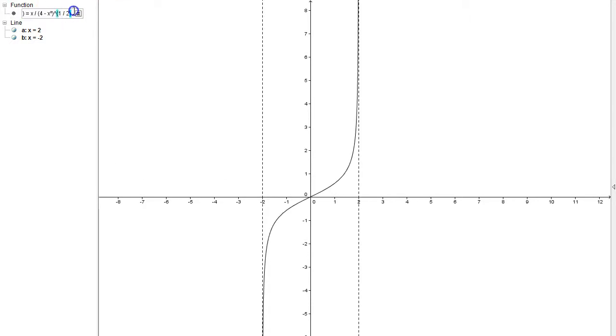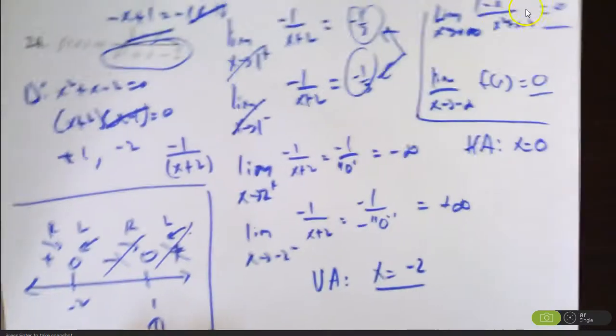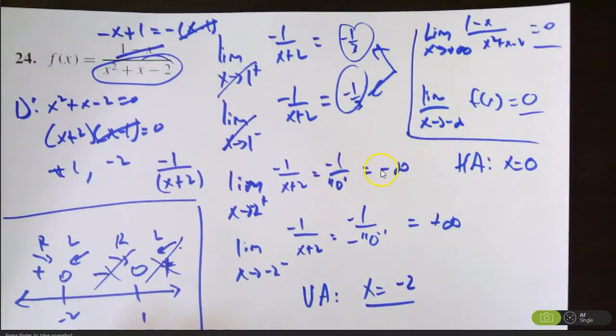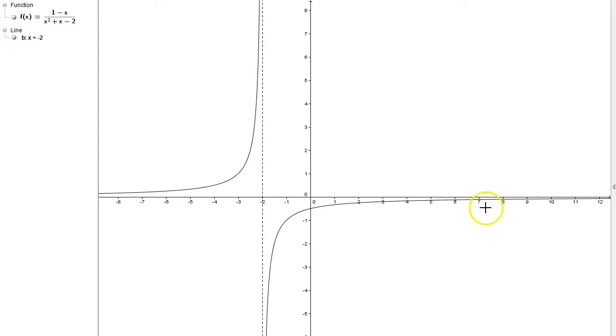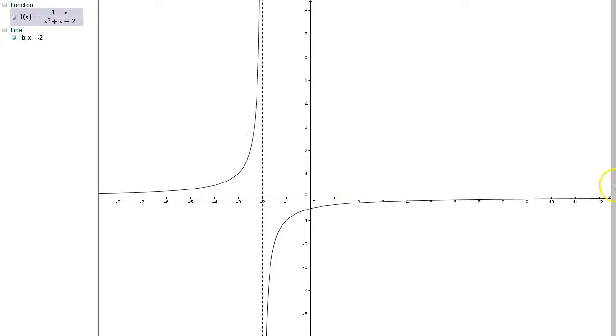So we have 1 minus x divided by x squared plus x minus 2. And as you can see, when I get rid of this one here because he's not there, the graph goes from the left towards positive infinity. From the right, it goes towards negative infinity. As we go towards positive infinity, it goes to 0. As we go towards negative infinity, it goes to 0. So I have my horizontal asymptote of y equals 0.